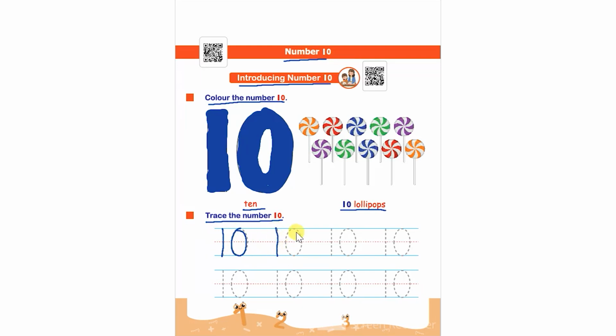and complete this tracing practice in the given 2 rows.